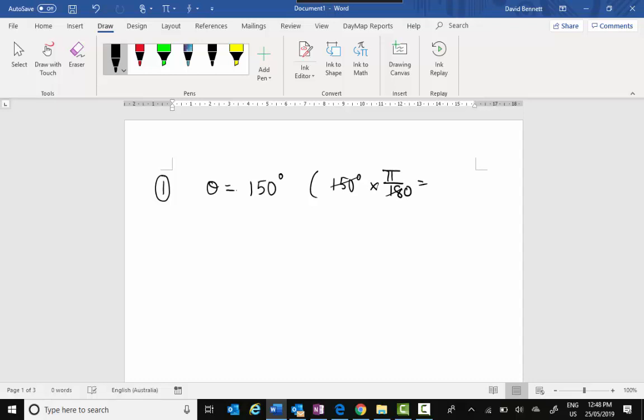We could cross that out there. We know that what's common to that was 30. So 30 goes into there 5 times, and it goes into there 6 times. So I could write this as 5 pi on 6.